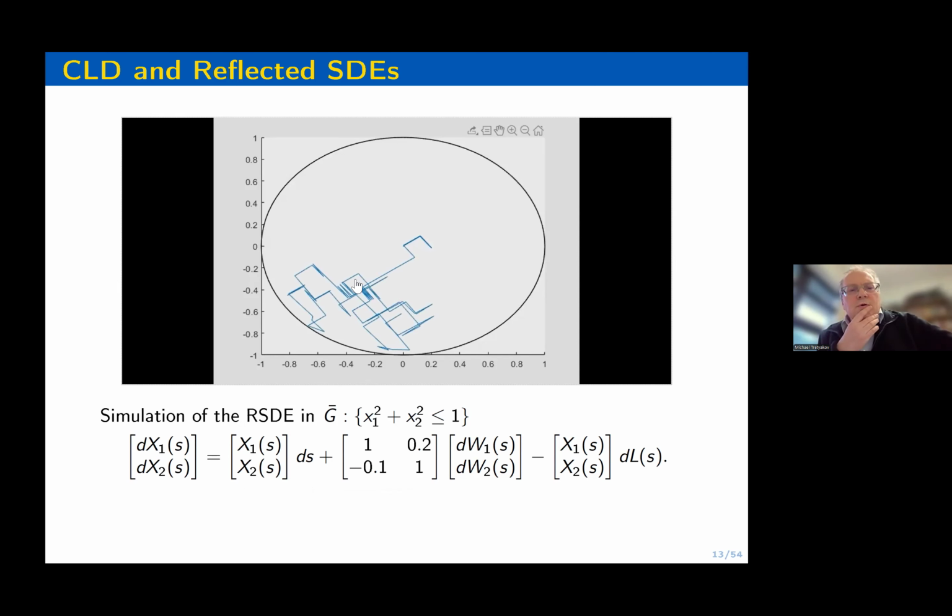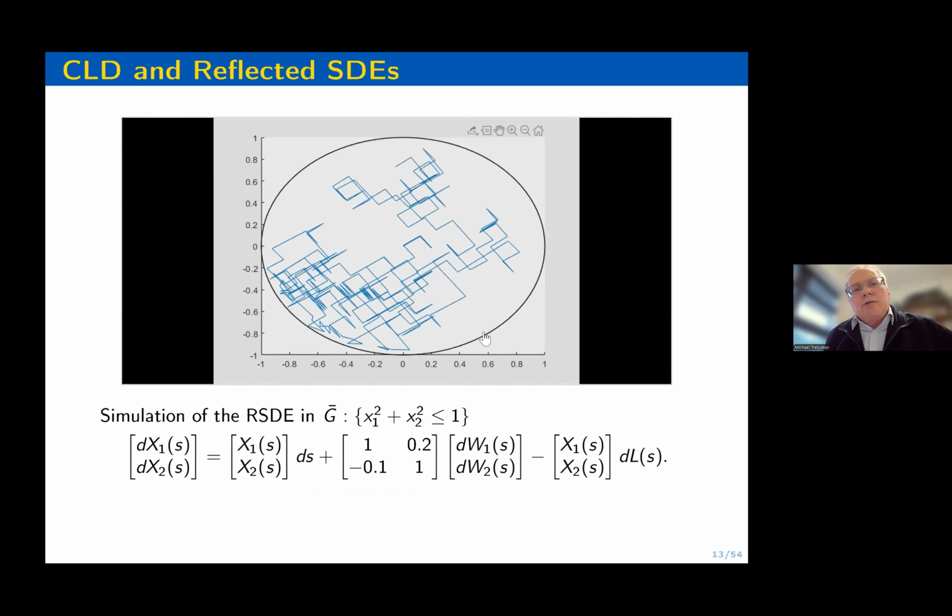The first one is a trajectory of reflected SDE in a disk, and you see that we have reflection always along the normal to the boundary. The trajectory is rough, as it should be, because we have a Wiener process in both components, and here we use the method which we developed with Ben and Akash in the previous paper.